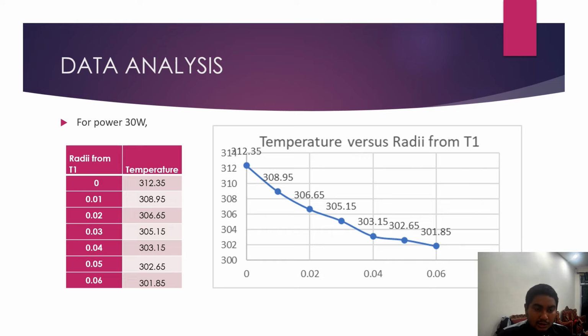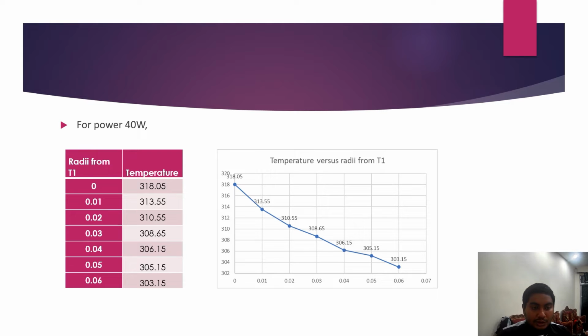So in this experiment, we get the data analysis from the temperature versus radius from T1. So for power 30 watt, we get the highest temperature that is 312.35 and the lowest temperature that is 301.85. For 40 watt power, the highest temperature is 318.05 and the lowest temperature is 330.15.